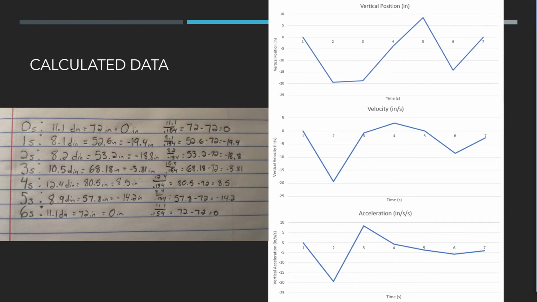Now, just to look at the position graph, the participant starts at the origin, drops down in the squat in the counter movement jump, and then jumps back up about 8 inches above the origin, drops back down into a squat, and comes back to the origin.